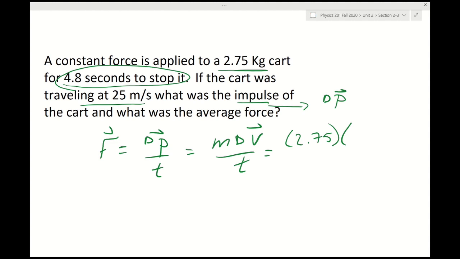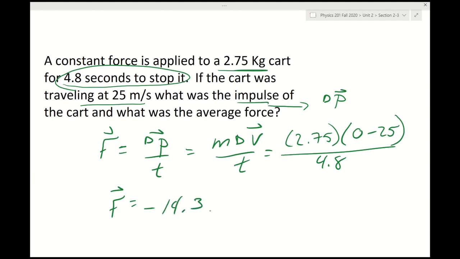2.75, 0 minus 25 over 4.8. So this gives us a force of about a negative 14.3 newtons. Now the negative in this case would imply that it's opposing the motion. So we actually found the average force before we found a change in momentum.